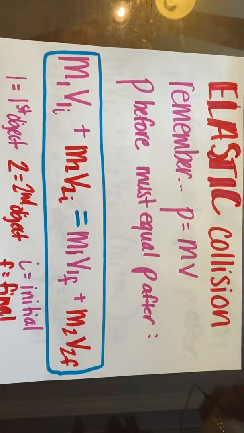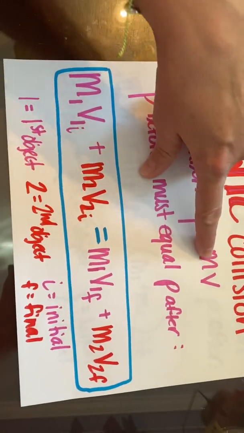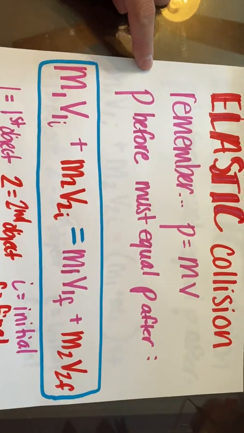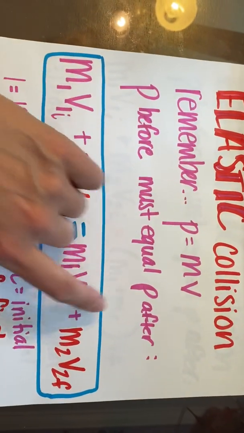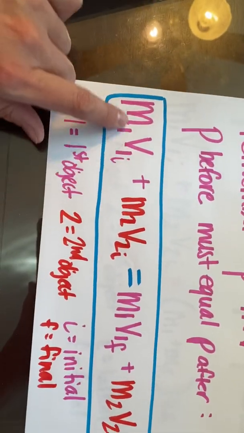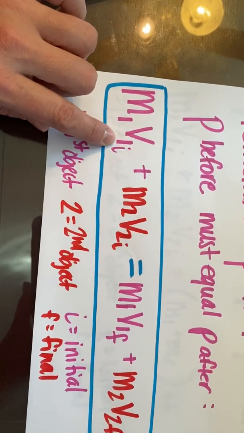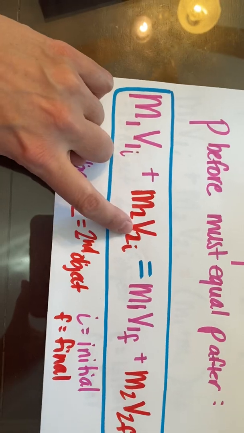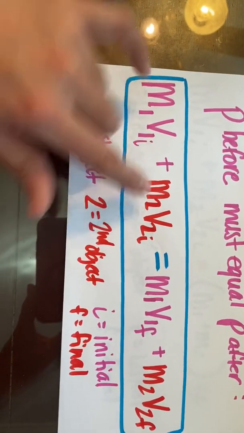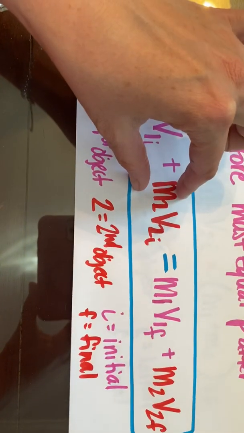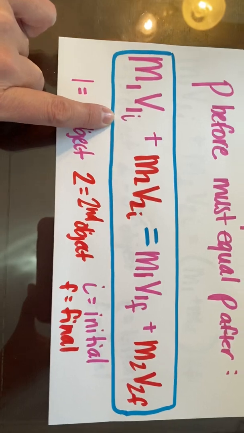Elastic collisions. Okay, so we want to remember that momentum, P, is mass times velocity. So in a collision, the P or momentum before must equal the P after. So we have this equation. Here's momentum, mv. So m1 v1 initial plus m2 v2 initial. So that's before the collision. You have object 1, object 2. It has a mass and a velocity. I stands for its initial velocity.